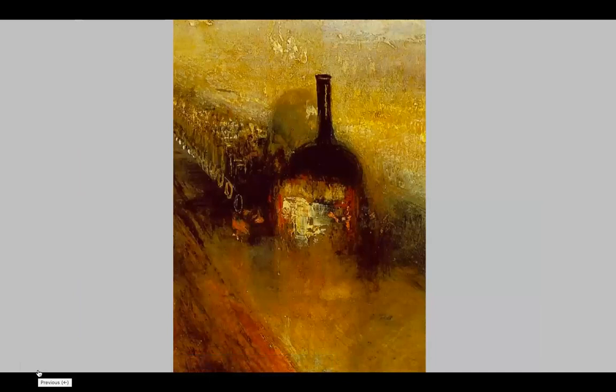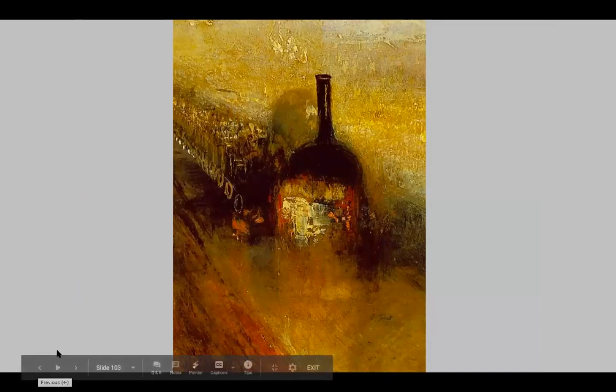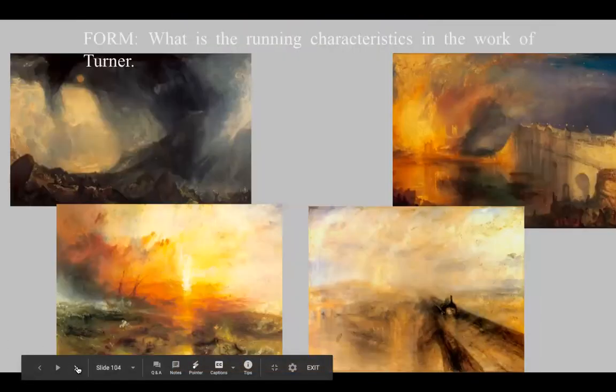We do have the invention of photography during this time, and so we'll focus on that. I think we're going to start on Monday, if I remember right.